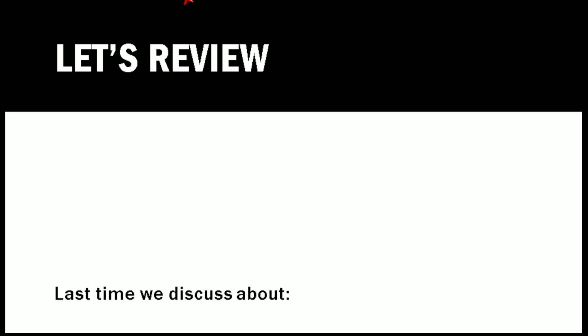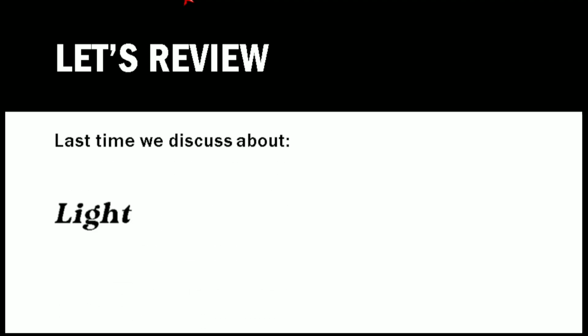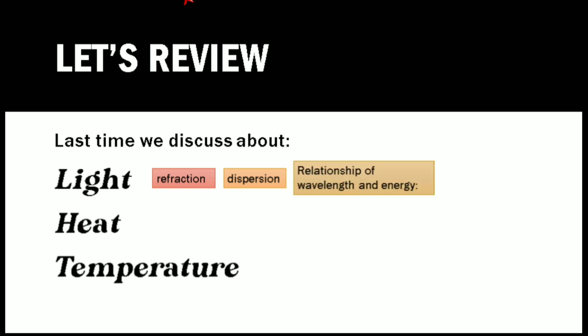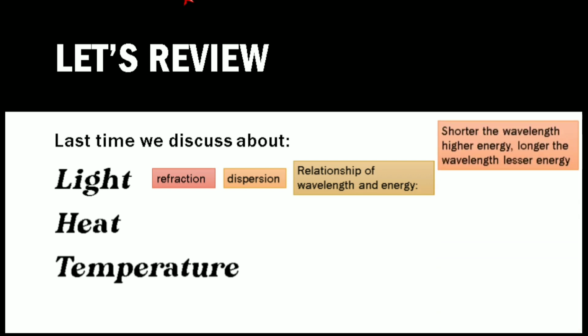Let's have a review. Last time we discussed about light, heat, temperature. In light, we discussed about refraction. When we say refraction, it is the bending of light. We also discussed about the dispersion, which is the splitting of white light into different colors. We discussed also the relationship of wavelength and energy, wherein the shorter the wavelength, the higher energy it possesses. On the other hand, the longer the wavelength, the lesser energy it has.